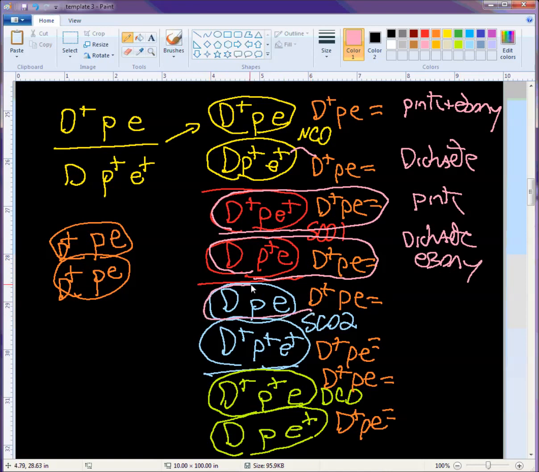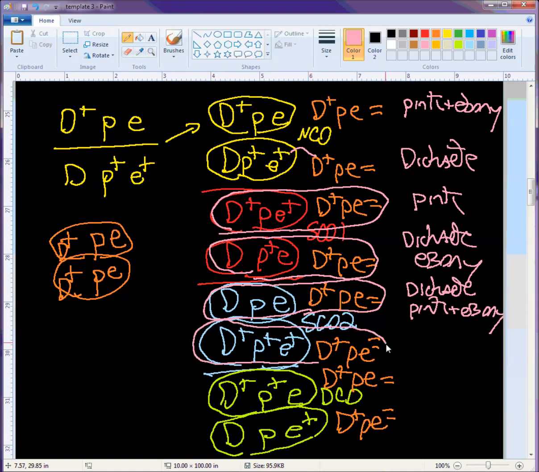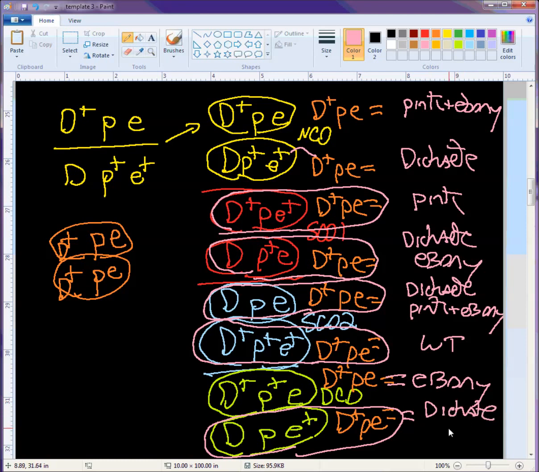These two right here are going to give us dicate, pink, and ebony. These right here are going to give us wild type. These right here are going to give us ebony. And the last two are going to give us, it looks like, pink, dicate and pink. Dicate and pink. Okay, I think these are correct.